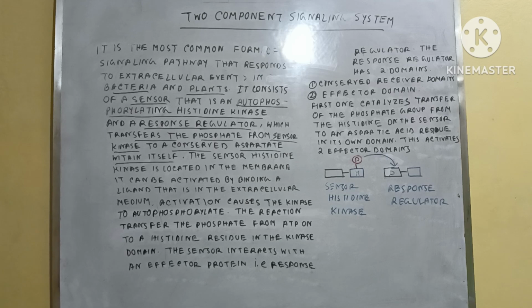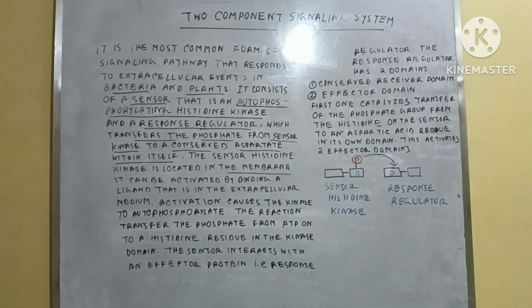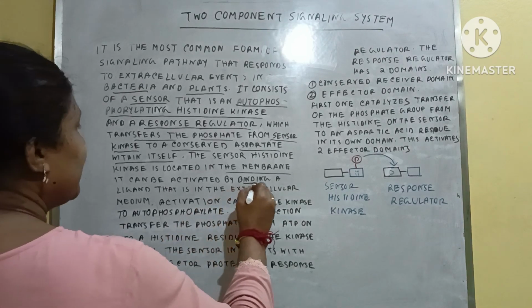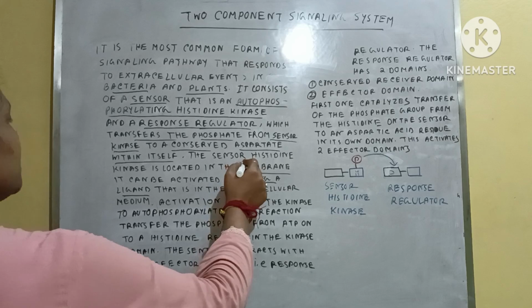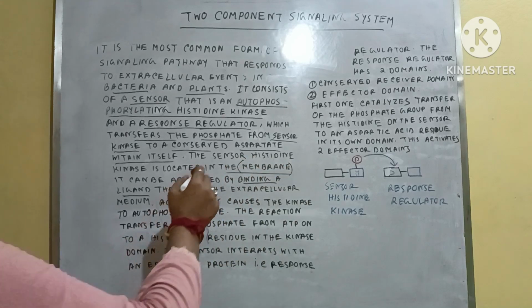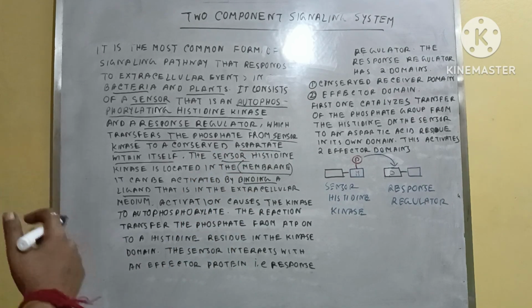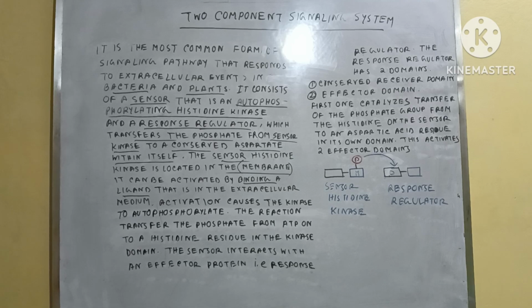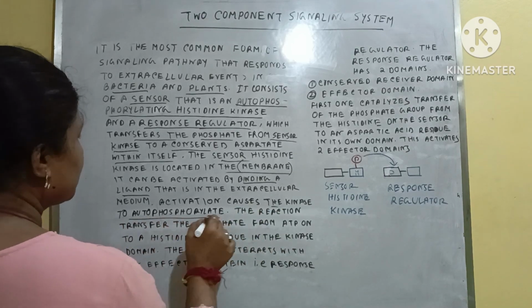And the sensor histidine kinase, where is it generally located? It is located in the membrane, and it can be activated by binding of a ligand in the extracellular medium. So the sensor histidine kinase remains on the membrane, and when a ligand binds with it, it becomes activated. Activation causes the kinase to autophosphorylate.